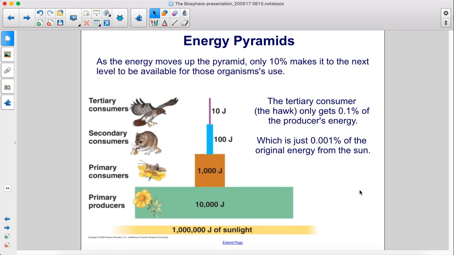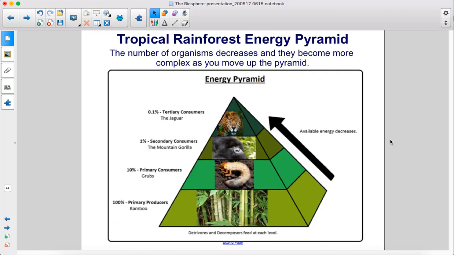As the energy moves up the pyramid, only 10% makes it to the next level to be available for those organisms' use. The tertiary consumer, the hawk, only gets 0.1% of the producer's energy, which is just 0.001% of the original energy from the sun. The number of organisms decreases, and they become more complex as you move up the pyramid.